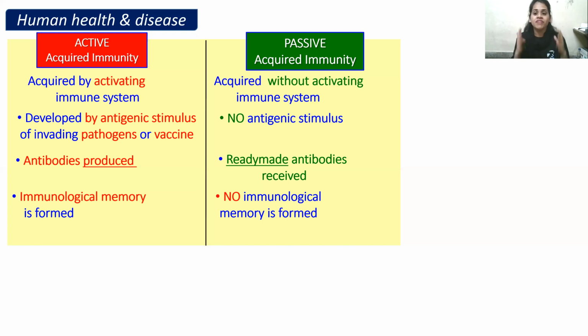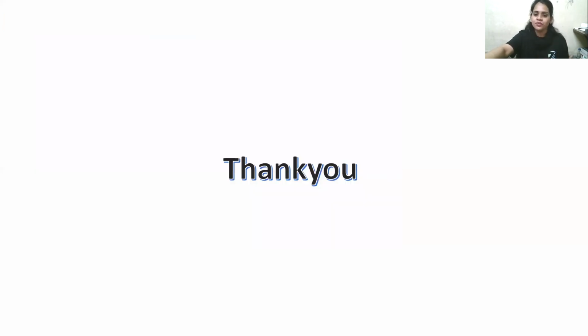I hope you are very clear with the concept of acquired immunity and the types, active and passive immunity. The last point is that active immunity is long lasting because there is an antigenic stimulus, and passive immunity is short lived. I hope you're clear with this concept.